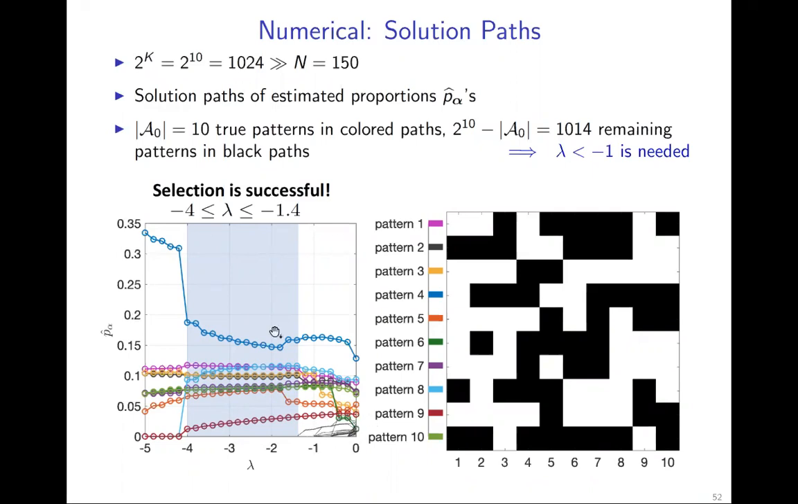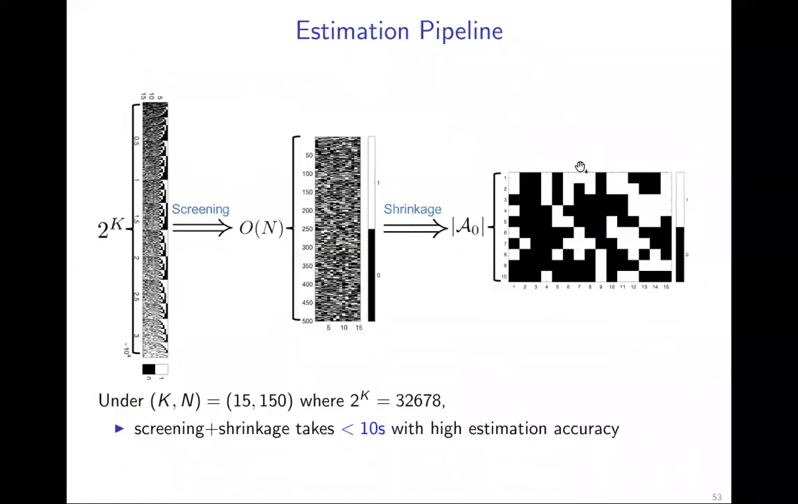We can see from this solution path that selection is successful when the tuning parameter is between -4 and -1.4, in that all the colorful true patterns get selected with positive P, while all those non-existing patterns just vanish and don't get selected. Note that here lambda is less than -1.